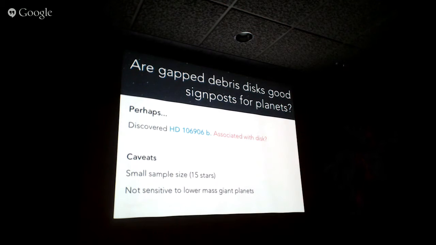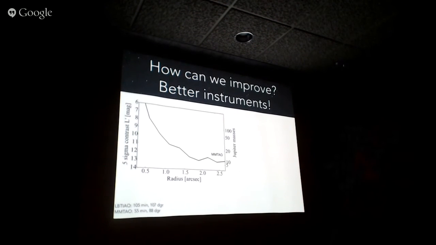So are gap debris disks good signposts for planets that we can image with current technology? Maybe. We had a fairly small sample size in this case, but we did have one detection, although it's questionably associated with the disk. So it's a little hard to say in this case. I think it's still interesting and worth pursuing, particularly if we have better technology. So if we build better instruments, we could get more sensitive limits. Instead of being sensitive to high mass planets, we might be able to be sensitive to middle mass giant planets. And certainly it doesn't take a particularly massive planet to sculpt a debris disk.